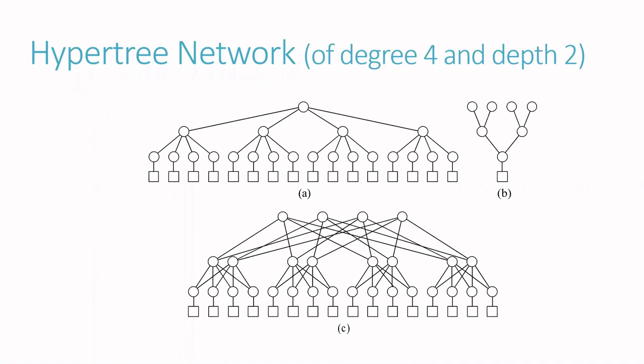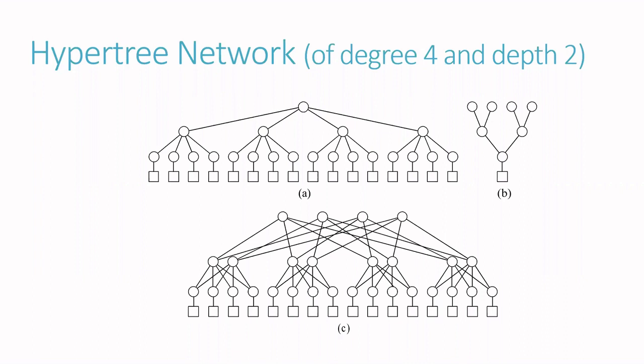So consider the tree given here in this example. You can see that there are 16 processors and several switch nodes. Figure A is the front view and figure B is the side view. Here there are two factors. One is the degree of the node and the second factor is the depth of the tree. Here degree is 4 and the depth is 2. Now when you combine the side view and the front view, you can see the entire hypertree network.